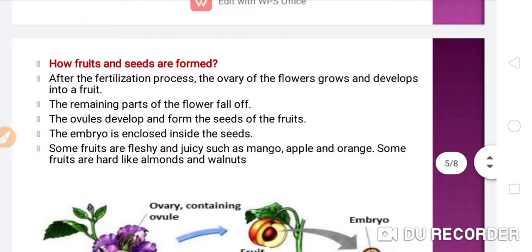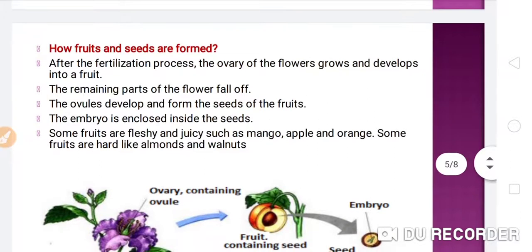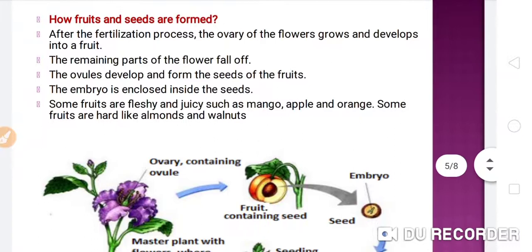Now, how are fruits and seeds formed? After the fertilization process, the ovary of the flower grows and develops into a fruit. The remaining parts of the flower fall off, and the ovules develop and form the seeds of the fruits. The embryo is enclosed inside the seeds. Some fruits are fleshy and juicy, such as mango, apple and orange, and some fruits are hard, like almonds and walnuts.